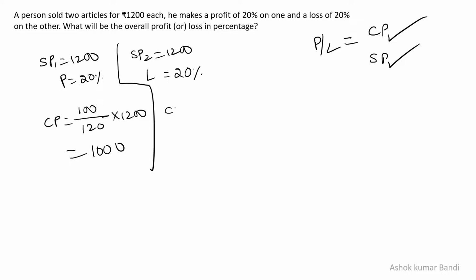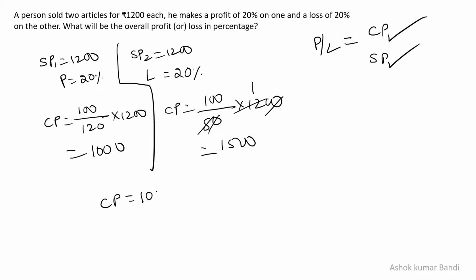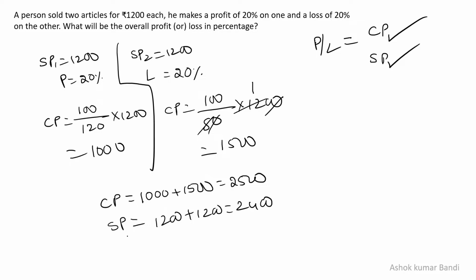Come to the second one. So here CP is going to be 100 by 100 minus loss into your SP. So how much are you getting? You are getting 1500. That means to buy both the articles he is spending 1000 plus 1500, which is 2500. But after selling both of them he is getting only 1200 plus 1200, so that is 2400. So there is a loss of 100.